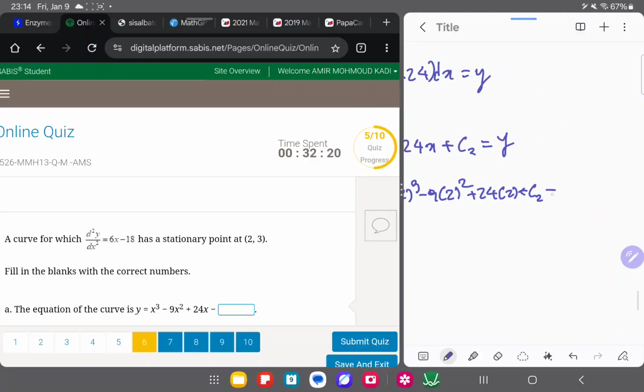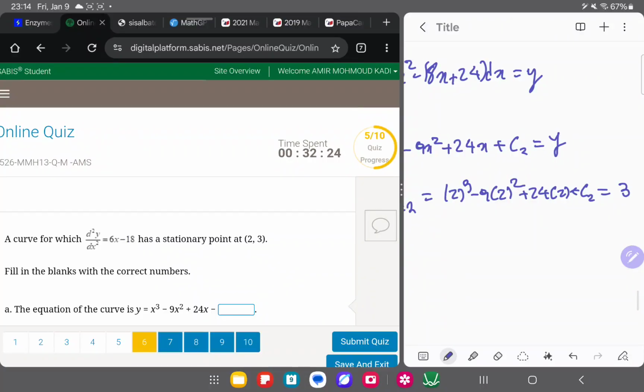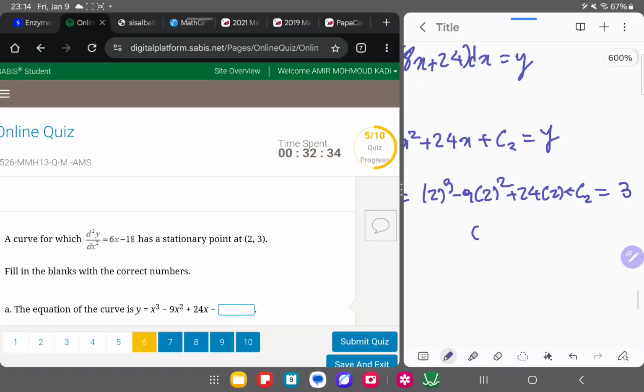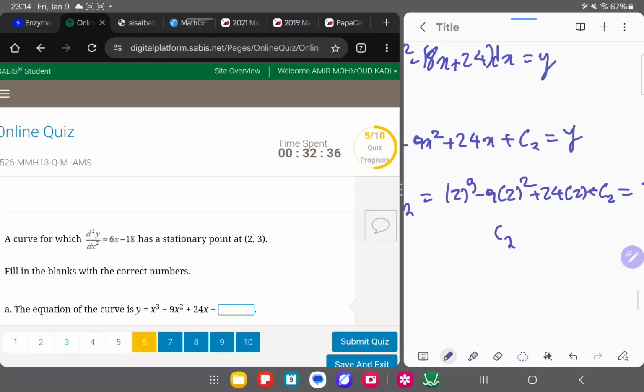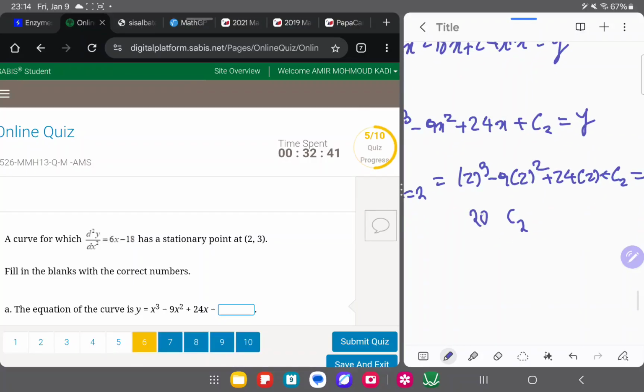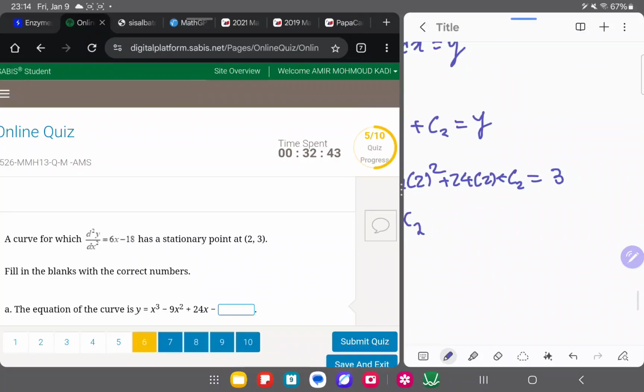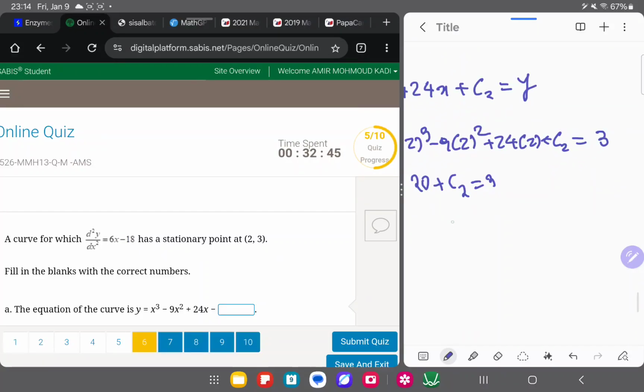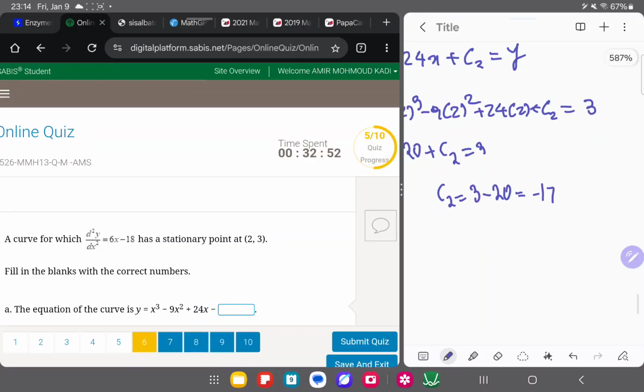And when x is equal to 2, y is equal to 3. Now I'll just simply put this on my calculator. Okay. Therefore, c2 is equal to... Wait. I got over here 20. 20 plus c2 is equal to 3. Thus, c2 is equal to 3 minus 20, which is equal to minus 17. Therefore, this is our answer here.